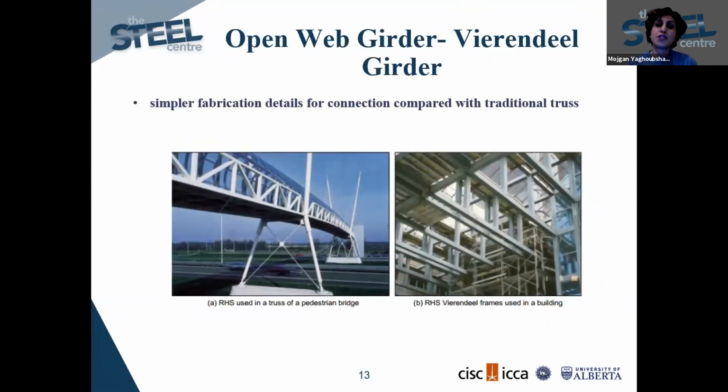In addition to the nice outlook that this type of truss pattern provides, because of the absence of these diagonal elements, in terms of fabrication, they are actually very cost effective because they come with a lot less fabrication detail compared to the traditional truss pattern. So there will be less fabrication detail and less complication.